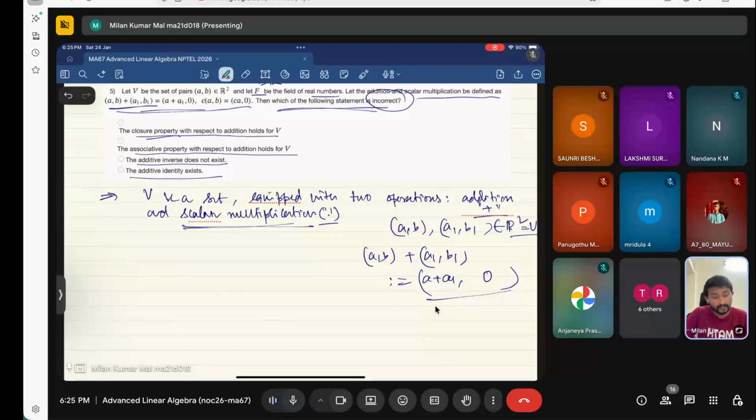So when you are doing addition, it means addition of two elements in V, and scalar multiplication means you have to take any element from the field, which is actually a real number here. The field is given, and you have to multiply by that.